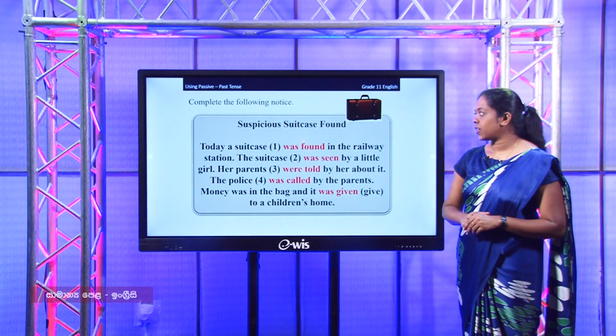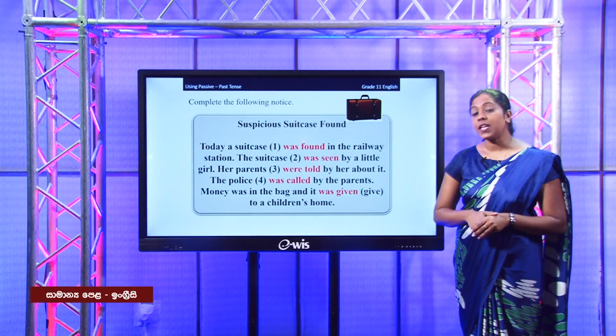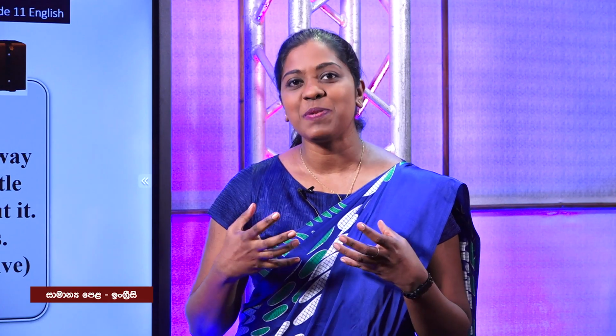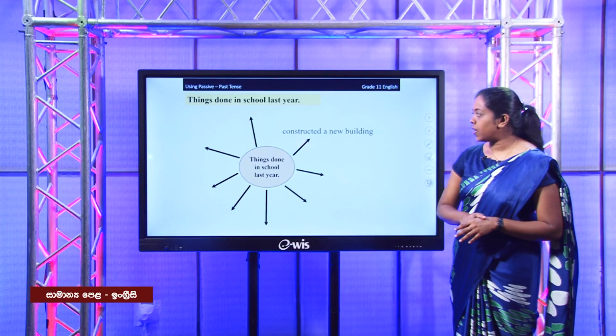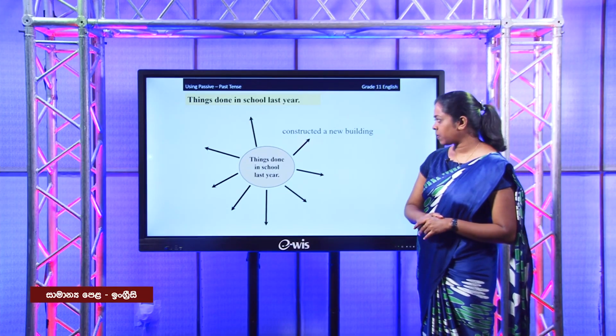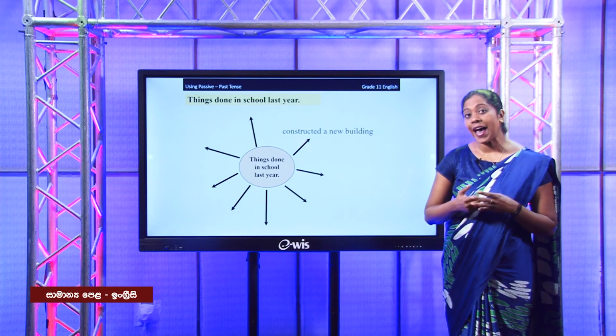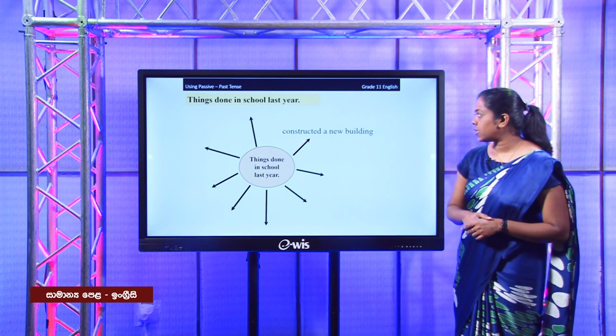Okay, right. So we have learned the method of changing active statements into passive statements. Right. Now I have written the things done in my school last year. Right. When you say last year, you know obviously you are supposed to write that in the past form, simple past form. Right. I have given one activity, one action here: constructed a new building.